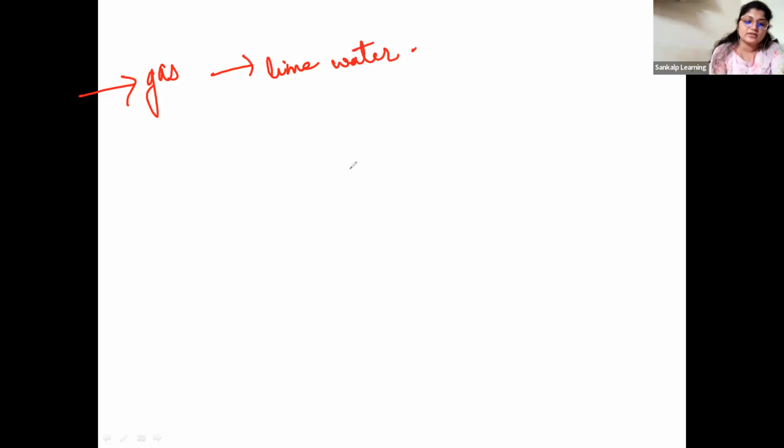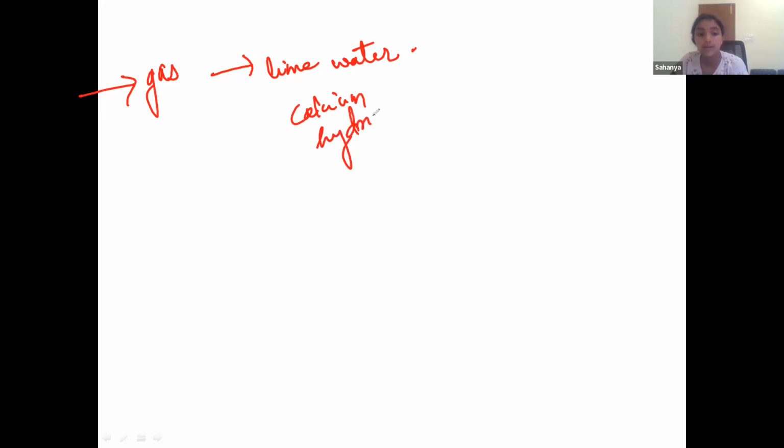Lime water is nothing but calcium hydroxide. Okay, it is calcium hydroxide. You know, old people put it on bitter leaves and eat. What do you call that? Chuna.